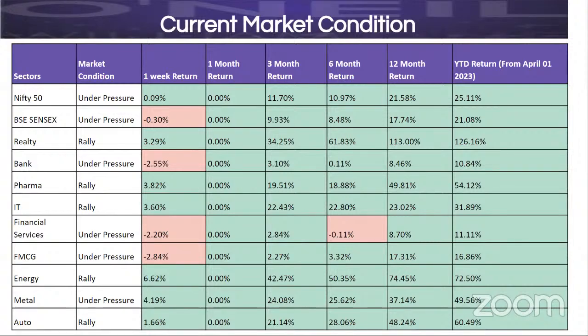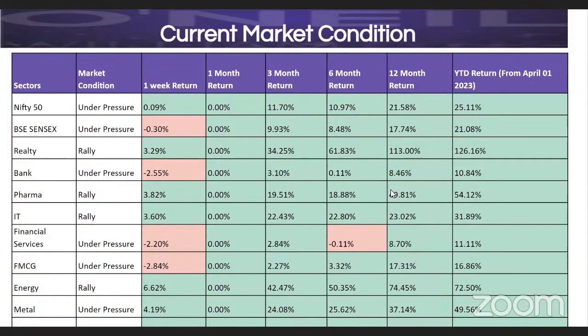Then Bank Nifty, another major key index, which has a weightage of almost 38-39% in Nifty 50. The banking sector is under pressure. Financial services, banking and financial both, are trading under pressure, and FMCG is under pressure. Apart from that, you can see other indices like Pharma, IT, Realty, and Energy are trending in a confirmed uptrend.